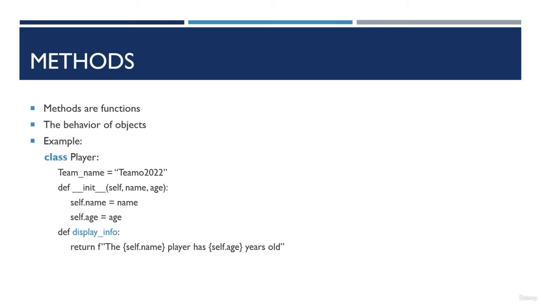Inside the indented body of the displayInfo method, the return statement returns the name, player has age years old, the value of age, then years old. The function will return this string back to the caller with the value of name and the value of age once you create objects based on the class called the player. That's all about methods. Methods are normal functions within the body of a class in the Python programming language.